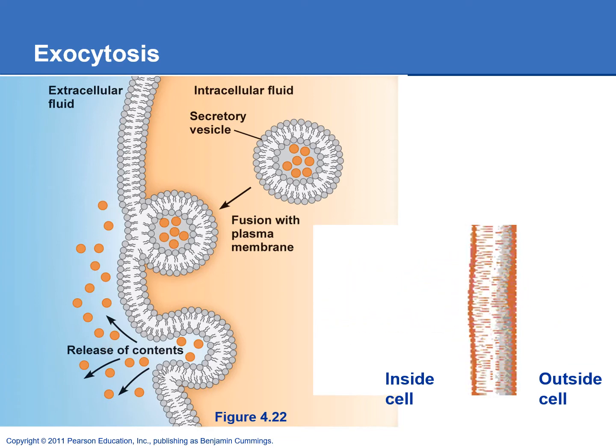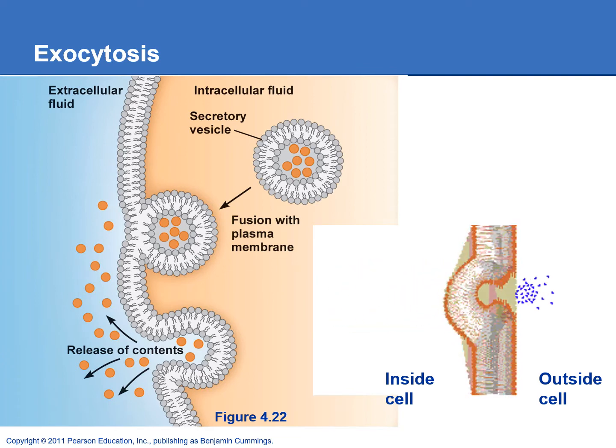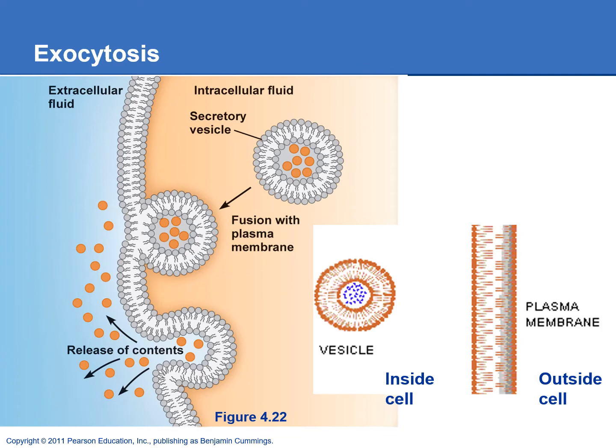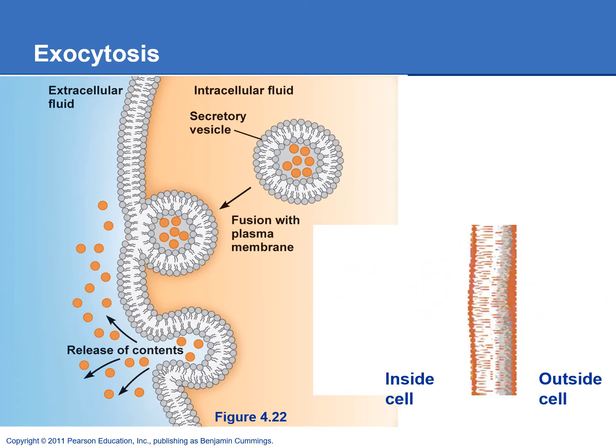So we're going to see exocytosis also being used to release neurotransmitters in neurons, and we also release antibodies from white blood cells this way too.